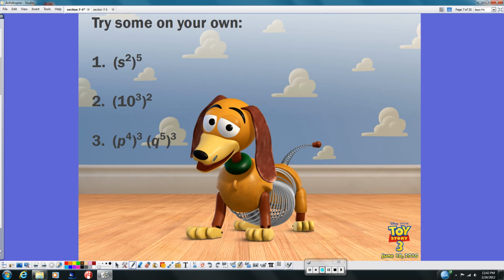Try these examples on your own and check back to see how you did. Let's look at the first one here. Here we have s to the 10th, 10 to the 5th, and notice in this last one you actually have 2 separate problems. You take care of this problem first and then this problem. So here you would have p to the 7th, here you would have q to the 15th, and that's as far as you can go with this problem.